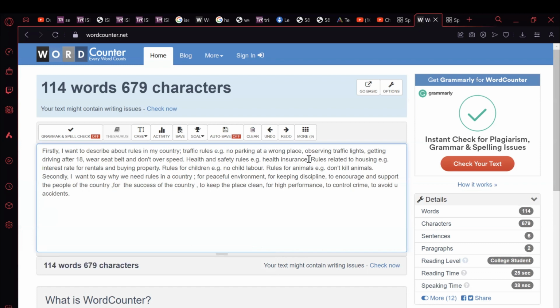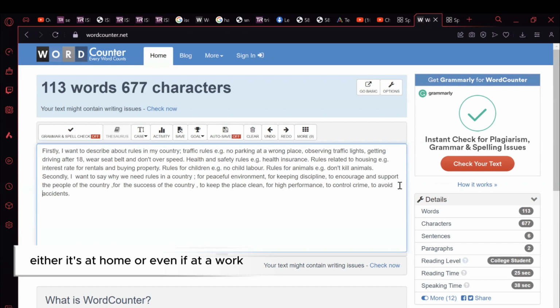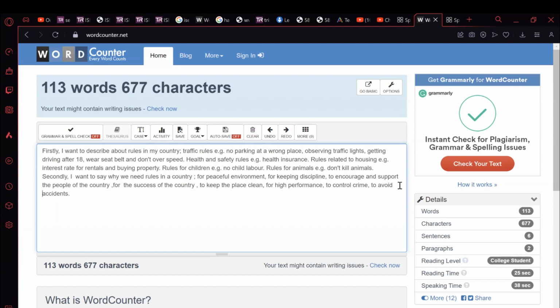Is it easy or not? Yeah, I think it's easy. You can write this everywhere, to avoid accidents. You can write it anywhere, either at home, at work or at school. Definitely rules are there to avoid mishaps or accidents. Definitely. Yes.